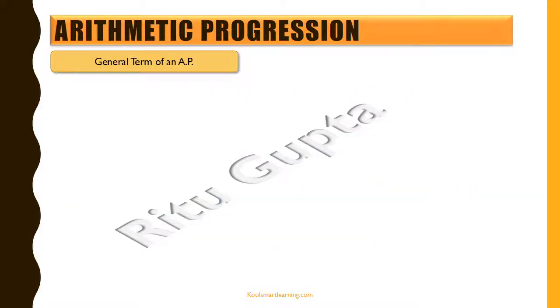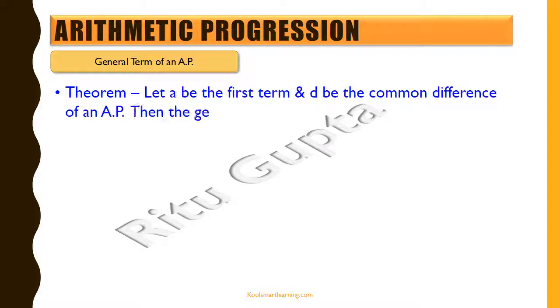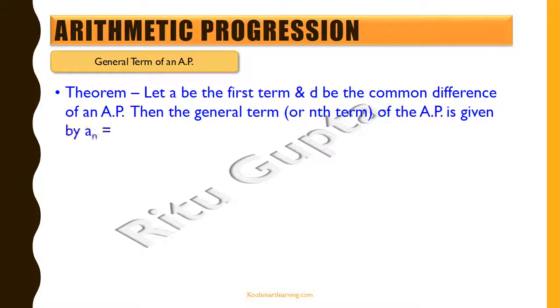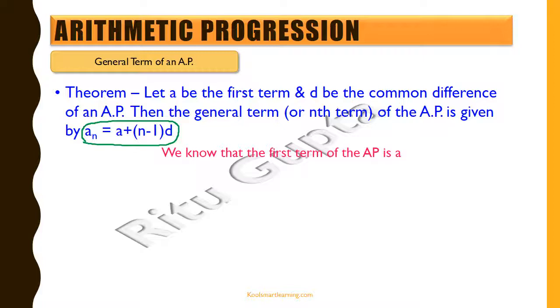Let's now talk about the general term of an AP. This theorem says that let a be the first term and d be the common difference of an AP, then the general term, or the nth term, of an AP is given by an equal to a plus n minus 1 d. Now we're going to see how we reach this formula for the nth term. We know that the first term of an AP is a. This is known to us.